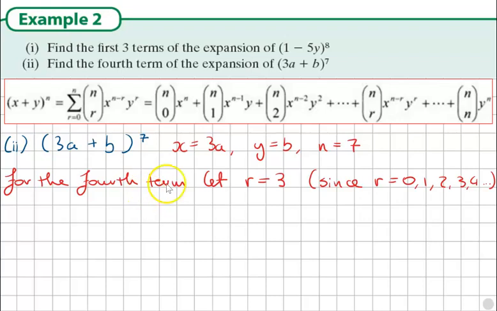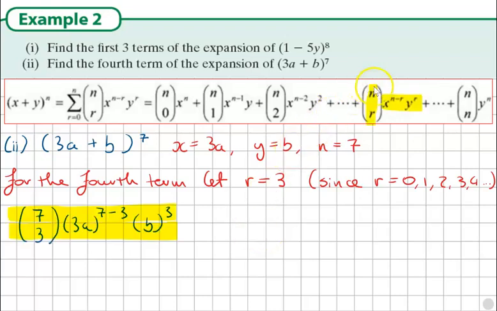For the 4th term, we're going to let r equal 3, since r is equal to 0, 1, 2, 3, 4, ... So r always starts with 0, so the 4th term will be 3. So if you want to find the 4th term, you let r equal 3. If you wanted to find the 10th term, you would let r equal 9. If you wanted to find the 6th term, you'd let r equal 5, and so on. So it's always 1 less than what you're looking for.